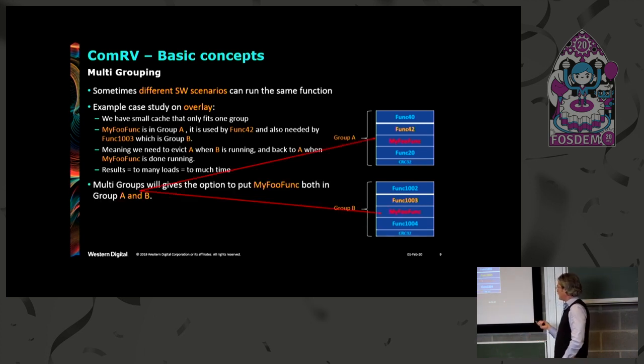The solution for multi-grouping is that my foo function can live in both groups. It can be in group A and also in group B. Then when function 1003 calls my function foo, it's in its own group, and there is no need to evict or load group A.